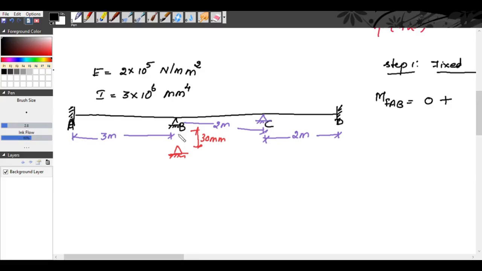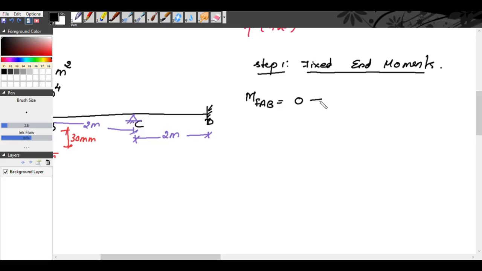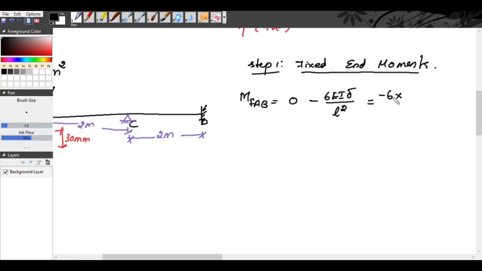So the net sinking is, net settlement is minus 30 mm. It is settling downwards, okay? So it is minus 30. So what we get is minus 6 EI del by L square. So that is equal to minus 6 into, see the values for E and I is given in the problem. So the value for E is 2 into 10 raised to 5 into I is 3 into 10 raised to 6.